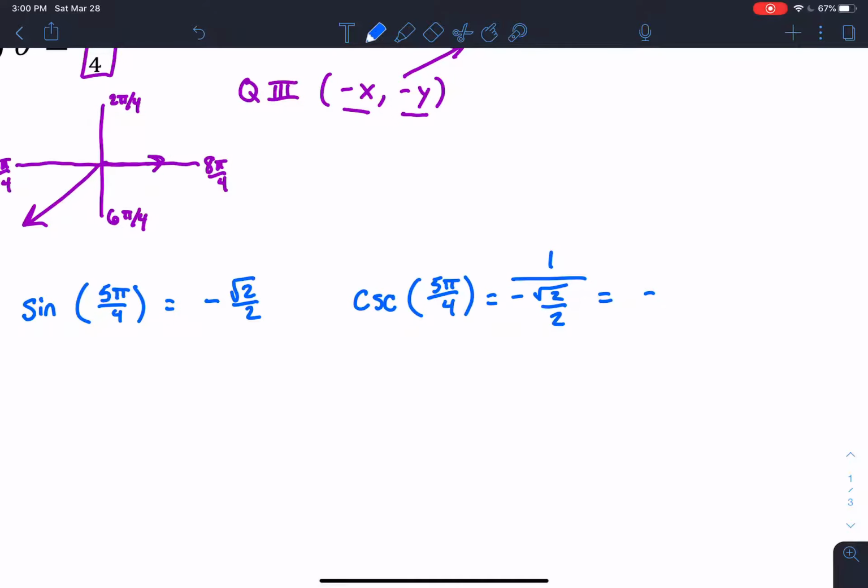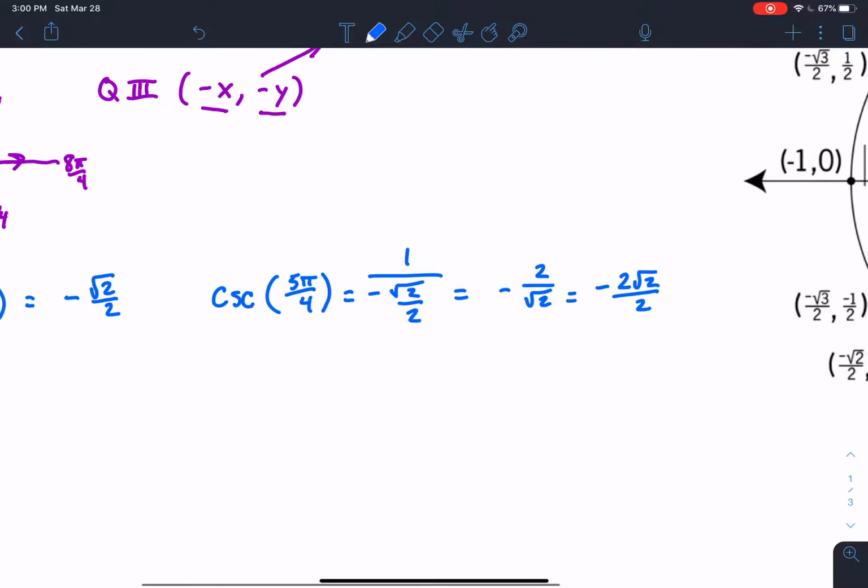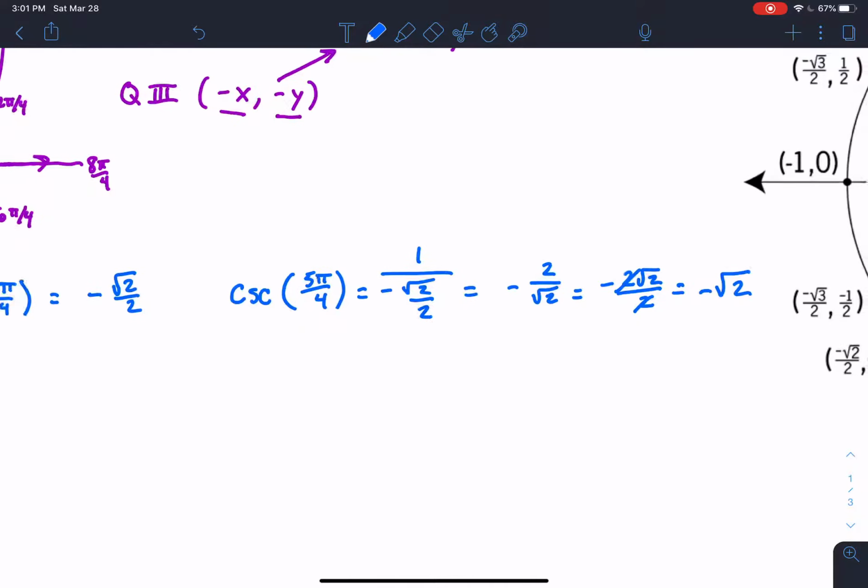All right, so this becomes negative 2 over root 2, which is then negative 2 root 2 over 2, which is then negative root 2. All right, you're just going to keep simplifying as you go through.